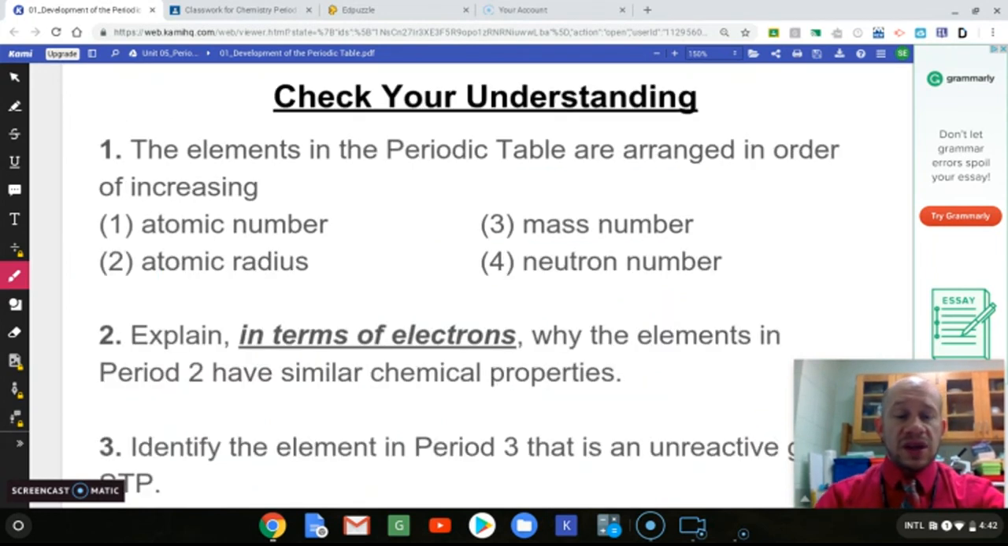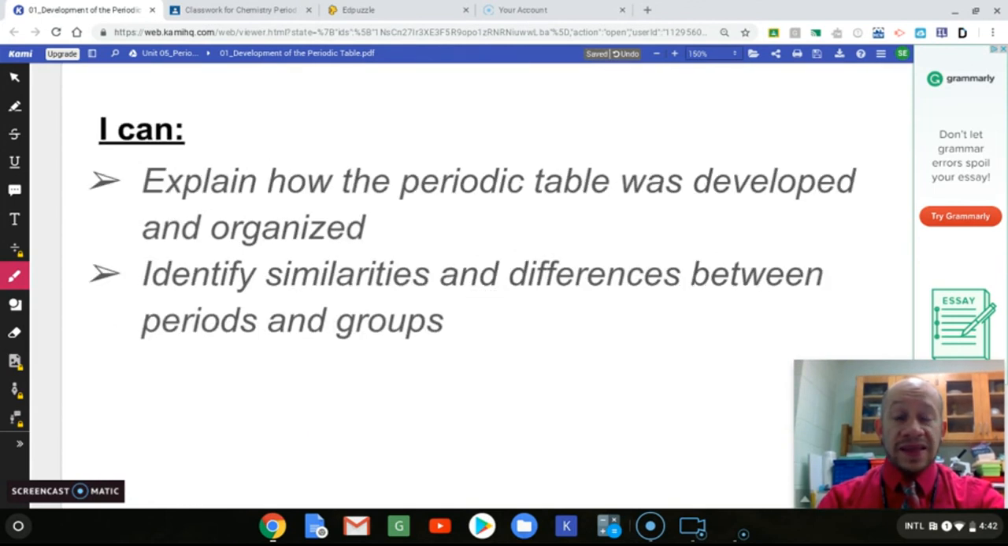All right, so check your understanding. So at the end of this lesson, you can now explain how the periodic table was developed and organized, and you can also identify similarities and differences between periods and groups.